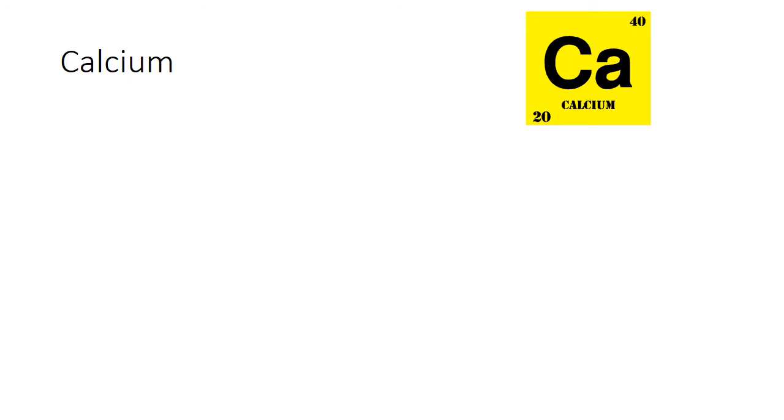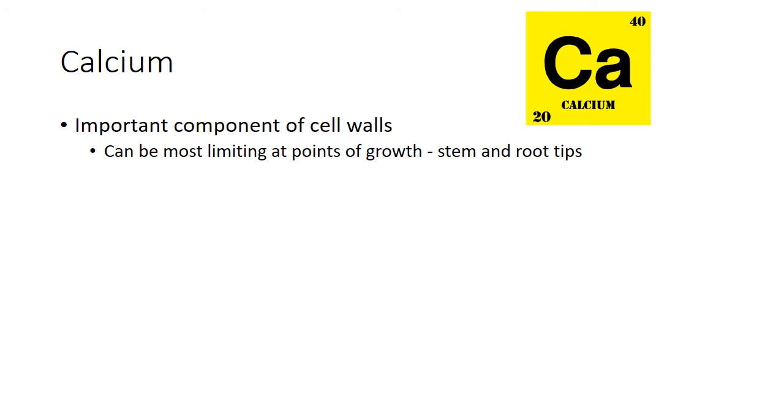Okay, a couple quick notes on calcium. Calcium is an important component of cell walls, and in some scenarios, it can be the most limiting at points of growth, so stems and root tips. Calcium is really used as a structural component, and also in many forest systems, particularly for loblolly plantations, calcium can be the most limiting nutrient because it's so important for structural components, and it's part of wood. So if there's not enough calcium, then trees can't grow at their optimum level.